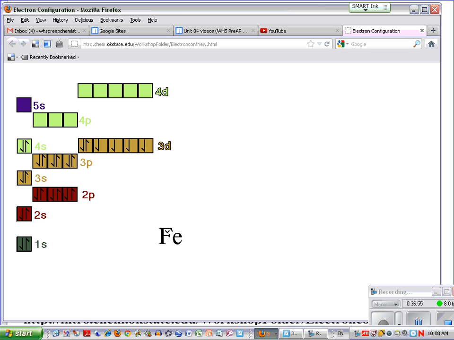We can do a few more. Make sure I'm not going too fast here. There's copper. We're going to have the same thing go on. So those are our exceptions, where now it's actually more stable to have one that's half filled and one that's fully filled. All right, I think that is it for today's notes.